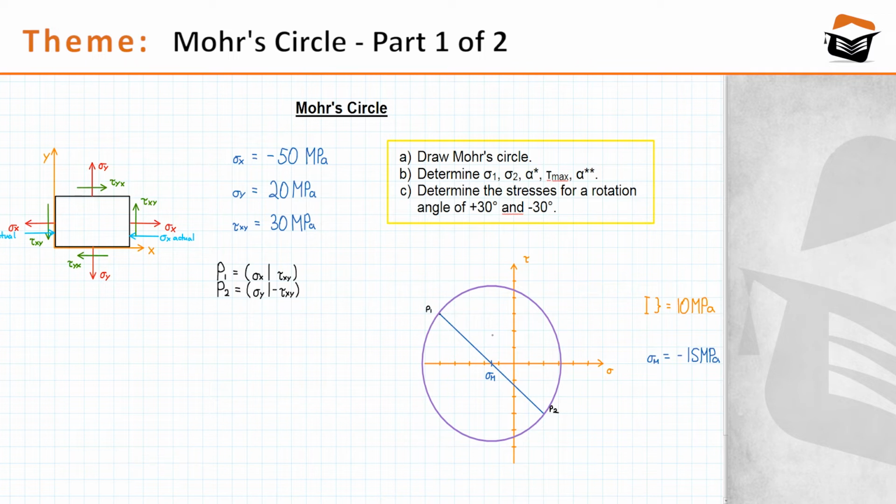Because the principal normal stresses are the normal stresses with the maximum magnitudes, they must lie on the circle perimeter at the farthest distances from the circle center, on the sigma axis. So one of the principal stresses must lie here at this point. Let me grab the hand so that you can see it. So one of the principal stresses must be here, and the other principal stress must lie here on the sigma axis. And when I say principal stress, I mean specifically the principal normal stress.